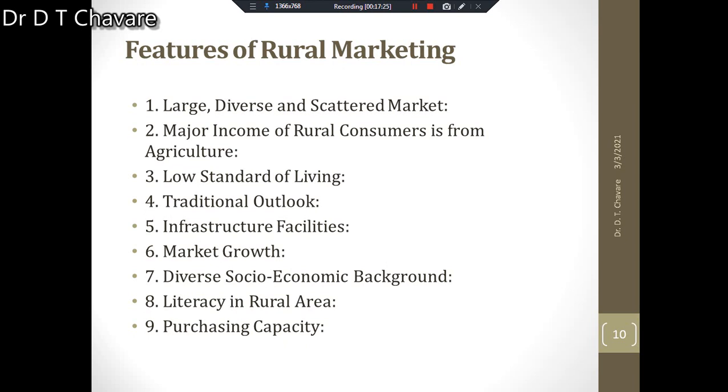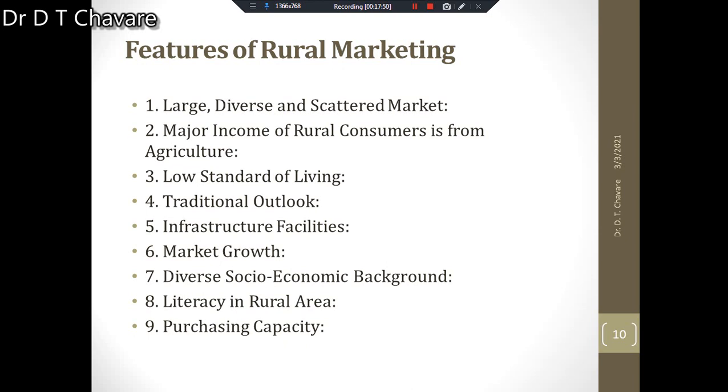Then another feature we have to study here is the major income of rural customers. The major income of rural consumers is from agriculture. Try to understand, it means our country's major income comes from agriculture, and agricultural land is situated in rural areas. That's why we have to study this feature also.